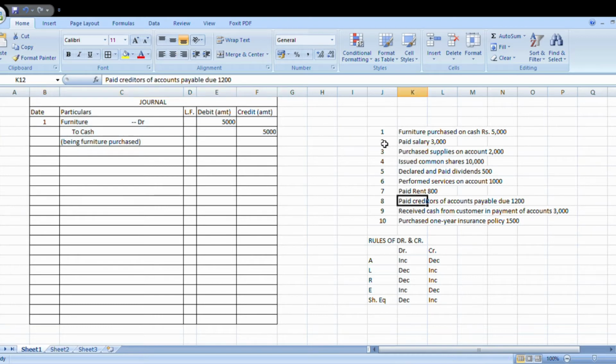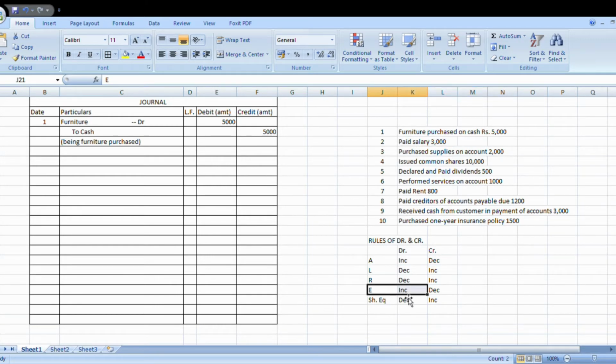Next is paid salary 3,000. Now, salary has been paid. What is the effect of this transaction? Salary has been paid. Salary is an expense. Expense has increased.